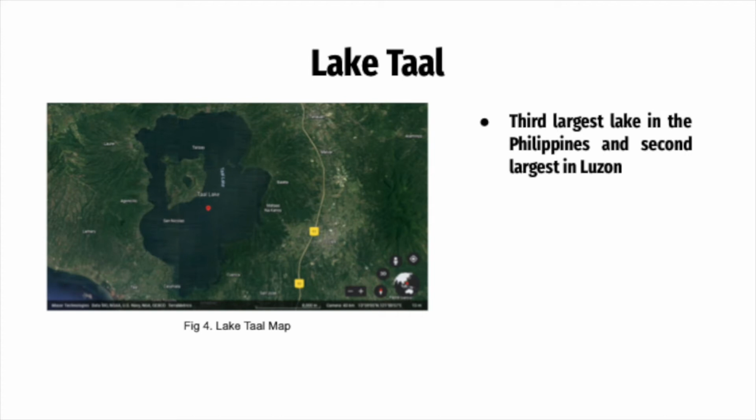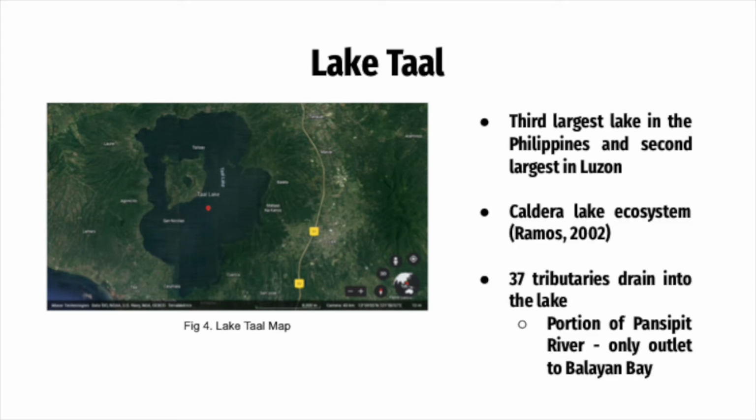There is a small volcanic island in the middle of the lake which has been the site of almost all the historic volcanic activity. Ramos 2002 reported that the primary explosion of the lake prompted the initial formation of the lake craters and ignimbrites, resulting in the various caldera present, classifying it as a caldera lake ecosystem.